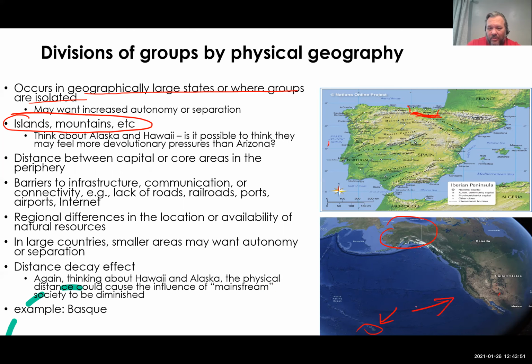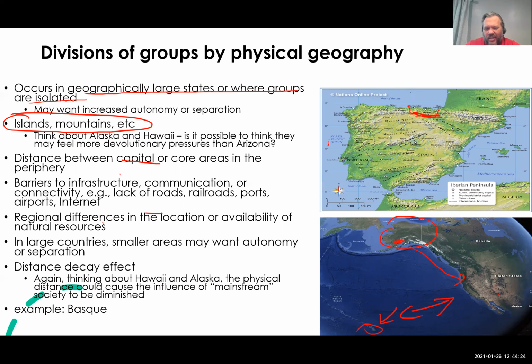You've got this huge ocean in between us. Same thing with Alaska. If you're living here in Alaska, you are pretty far away from the mainland of the United States. And so the likelihood that something could happen to where these two might want more autonomy, you can reasonably play that out in your head. Now, that's not the case in any significant way right now, but you get the idea that geography can make that happen.